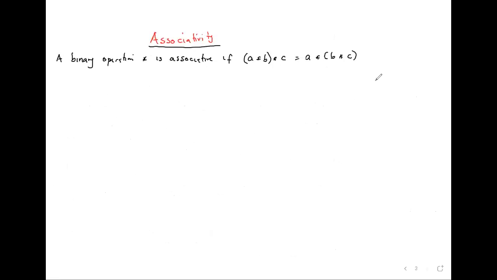Associativity. A binary operation star is associative if (A star B) star C is equal to A star (B star C). What matters there is the order, because the star takes only 2 elements at a time. Your question is, does it matter which 2 elements I start with? Can I start with A and B and then extend to C? Or I can start with B and C, then extend to A. You don't change the order that you switch, you say A star C.